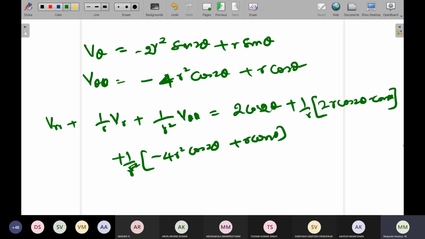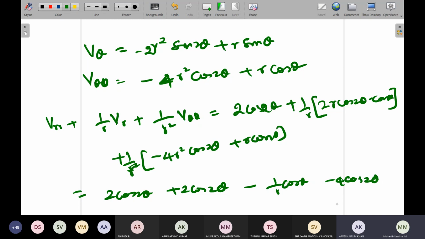Once you simplify this, you get 2 cos 2 theta plus 2 cos 2 theta minus 1 by r cos theta, then minus 4 cos 2 theta, then plus 1 by r cos theta. You are getting 0. So 2 cos 2 theta plus 2 cos 2 theta minus 4 cos 2 theta. This and this term will be cancelled, so it is equal to 0. Therefore, v is harmonic. You cannot prove it in the other way.